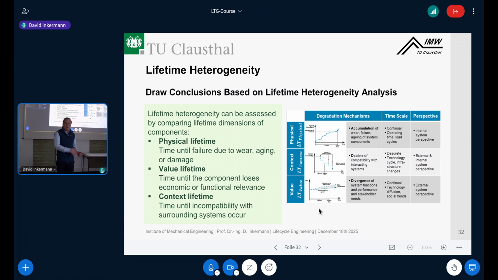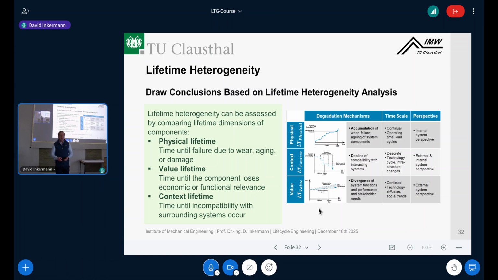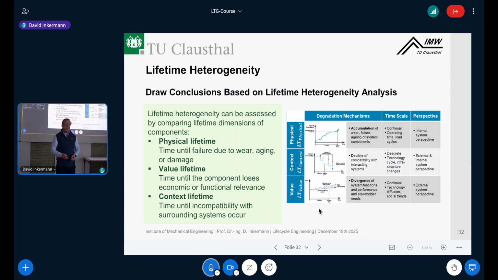Yes, and the last dimension is the value. So understanding what is the value that is provided to the stakeholders, the product users. Here it's basically another mechanism, because in this degradation we have an increasing difference between what stakeholders expect and what stakeholders get as a value. And that then drives replacement of the product. So those are basically two or three dimensions that are becoming interesting.